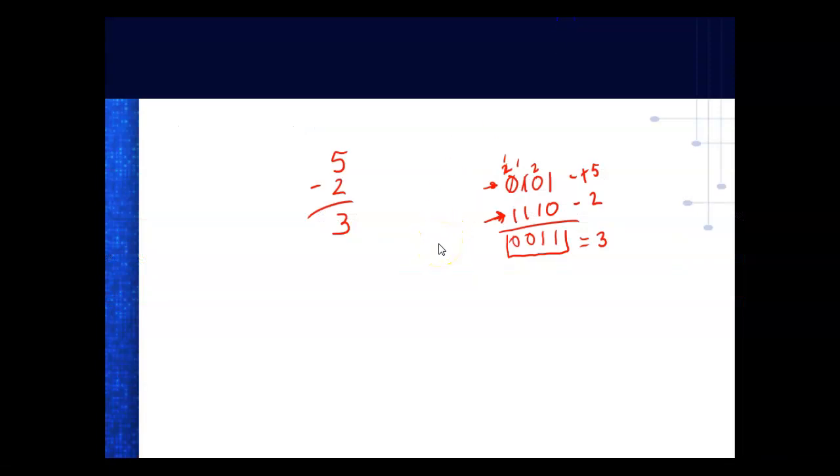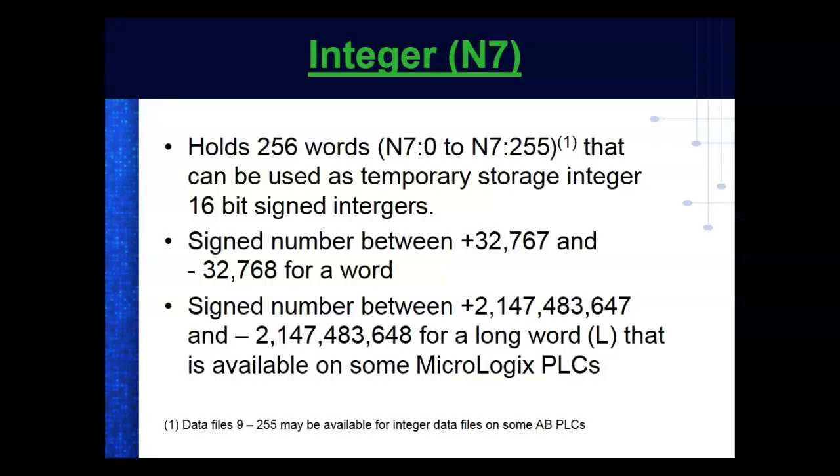But when we come up here and look at this range right here, it says I have a signed number range of plus 32,767 and a minus range of 32,768. Now this is a 16-bit number, but we're sacrificing the most significant bit for the what? For the sign bit.